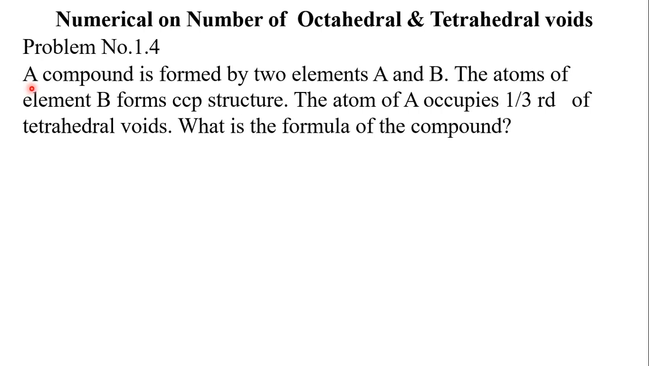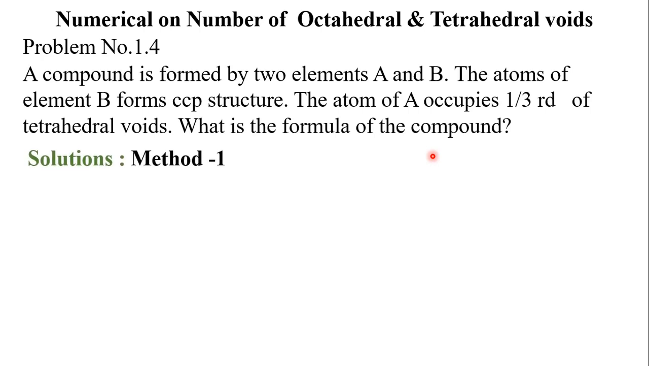See here, what is the problem? A compound is formed by two elements A and B. The atoms of element B form CCP structure, or we can say FCC structure. The atoms of A occupy 1/3 of tetrahedral voids. What is the formula of the compound? So we have to calculate what the formula of the compound will be.